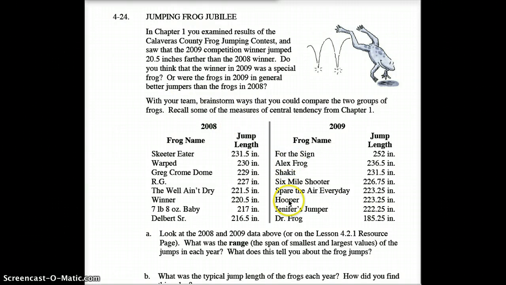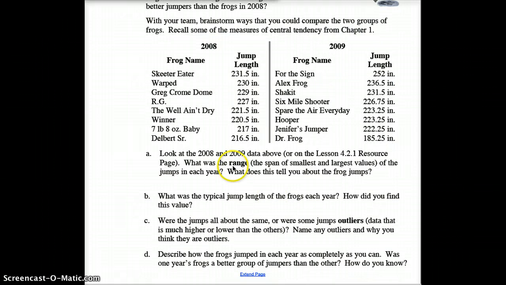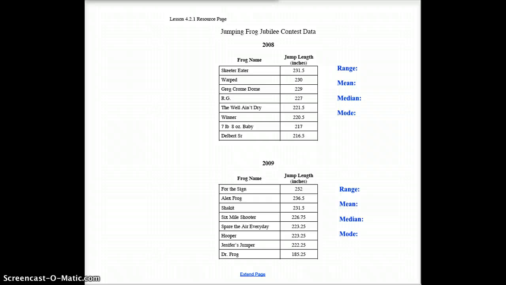Now, I know we're going to put this on here and they're going to ask questions like what's the range, what's the typical length, and all that kind of stuff. What I'm going to do is a little bit different. There's a resource page that went along with this one. Here's what I want you to do. I want you to pause the video and find the range, which, for those of you that don't remember, is your longest jump minus your smallest. Your highest number versus your lowest number. That makes up your range.